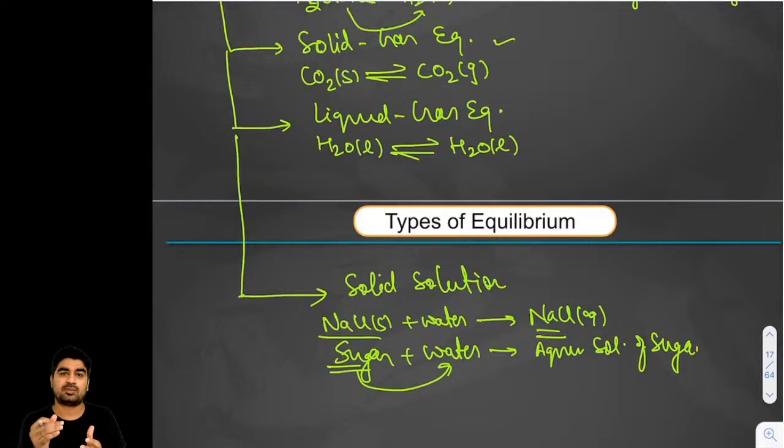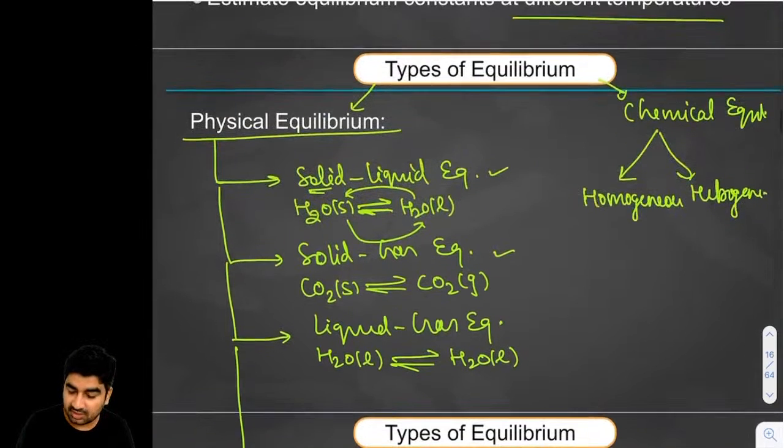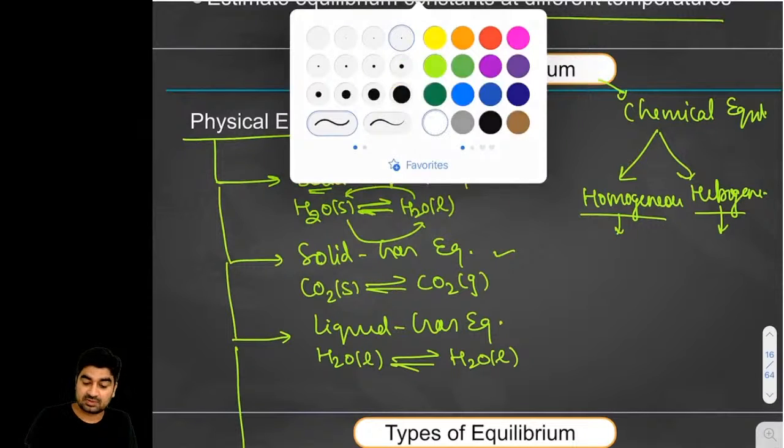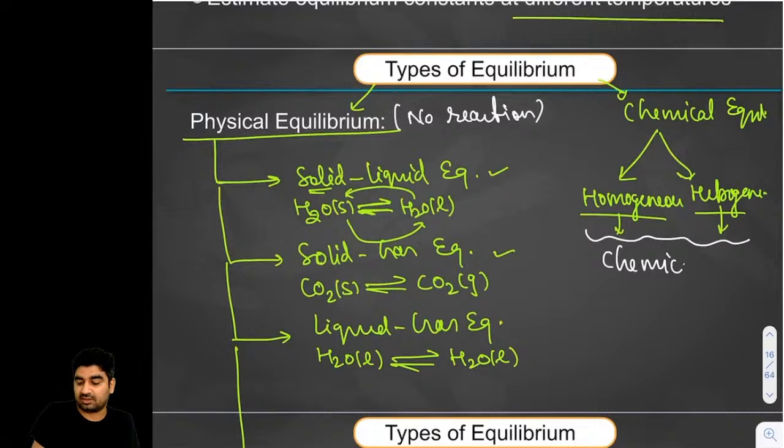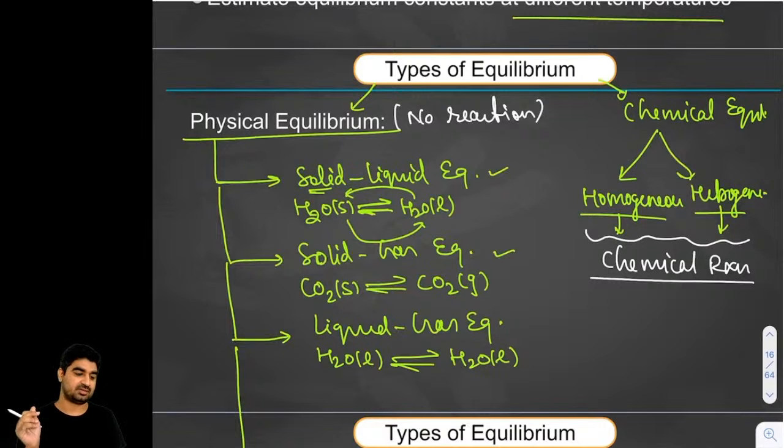So in physical equilibrium, no chemical reaction will take place at all. However, in chemical equilibrium, these are of two types, homogeneous and heterogeneous. I will discuss them later. But in homogeneous, there will be a chemical reaction. In heterogeneous, there will be a chemical reaction. So what is the difference between physical and chemical equilibrium? Here there will be no reaction, and in this case there will be a chemical reaction.